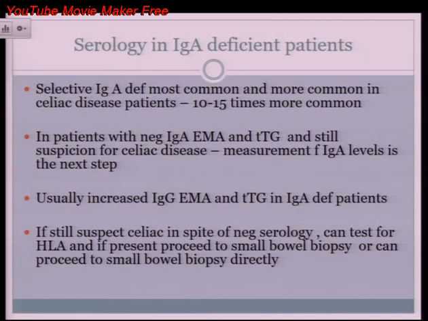If the patient is IgA deficient, then your IgA TTG will be negative, and at that point we check for an IgG level instead of the IgA. If you still suspect celiac in spite of negative serology, you can test for the HLA. And if it is present, then you proceed to small bowel biopsies, or you can proceed to small bowel biopsies directly too.